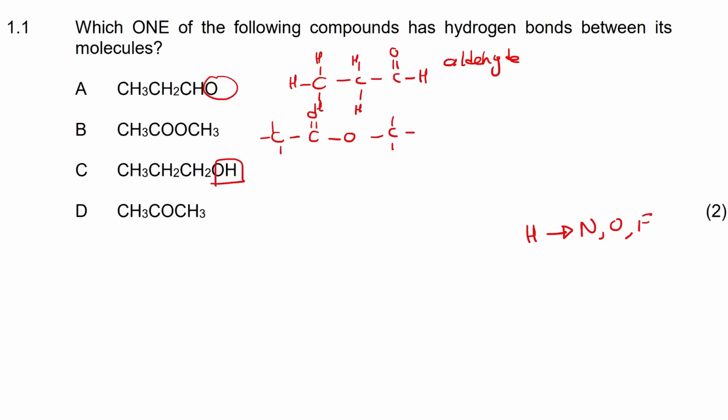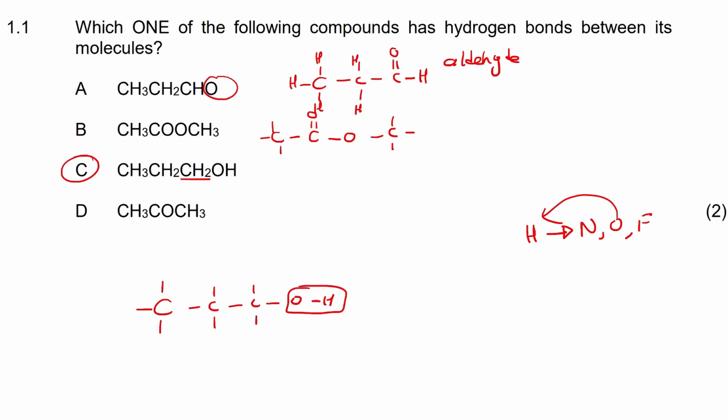It's probably going to be this one because we can see there's an OH. But let's just double check. CH3. Then there's a CH2. Then there's a CH2 again. And then there's an OH. Boom. There we have an oxygen bonded to a hydrogen, and so the answer is C.